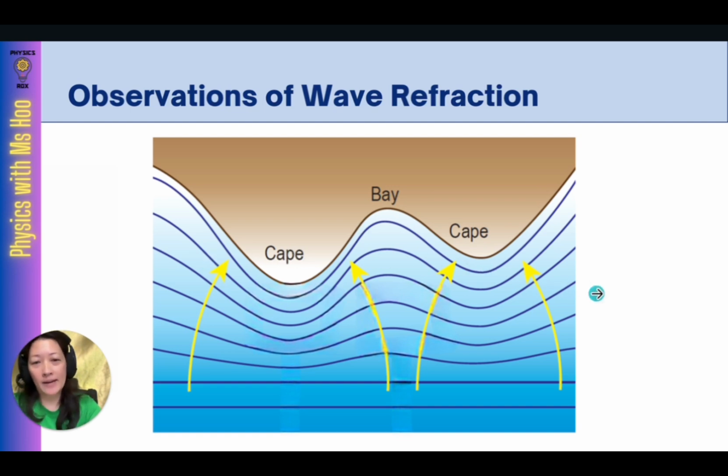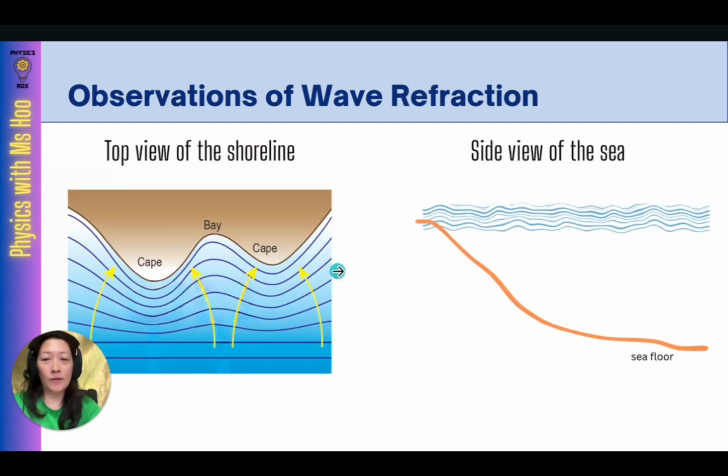So how do we explain this? This is the top view of the shoreline, and this is the side view, where this is the surface of the sea. Let's say this is the sea floor, which is in the middle of the sea here, and as we approach the shoreline, the depth of the sea decreases towards the surface, as you can see. This is true whether it's from the middle of the sea to the cape or the middle of the sea to the bay. But as you can see, the distance from the middle of the sea to the cape is much shorter compared to the distance from the middle of the sea to the bay.